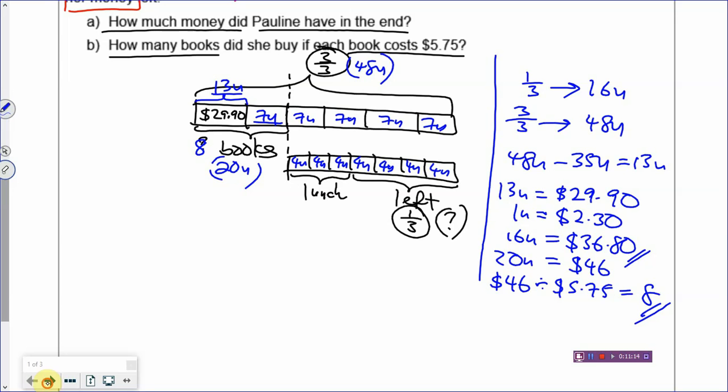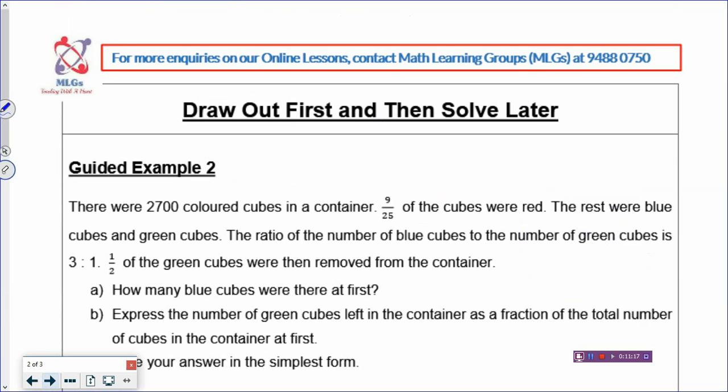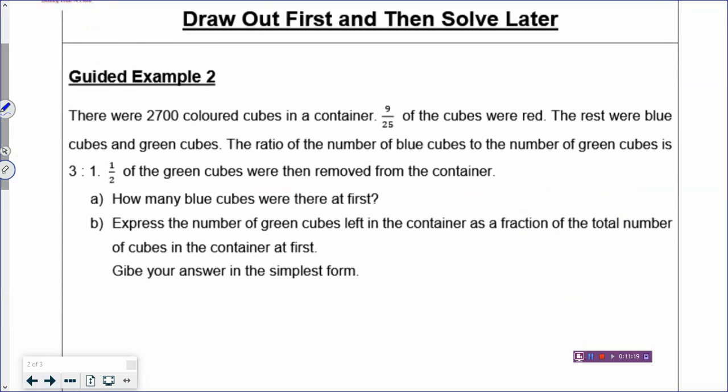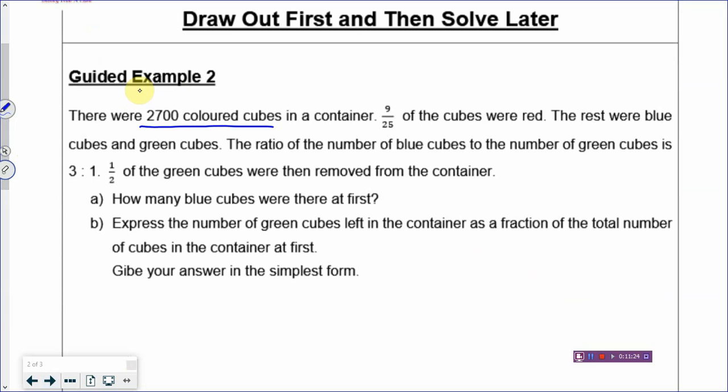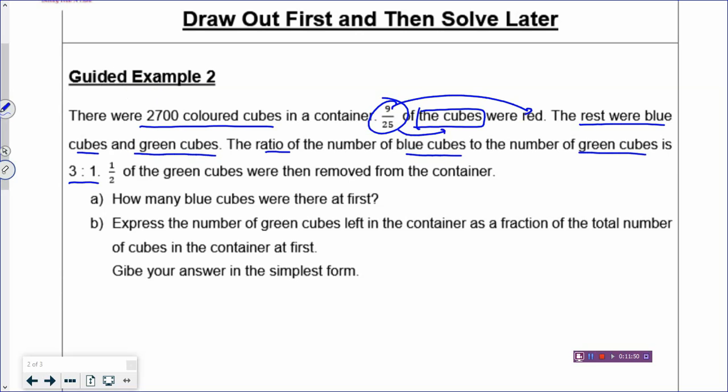Okay, now let's go to the next one. Wow, so wordy. I think it should be a 5-mark question. Now there were 2,700 color cubes in a container. 9/25 of the cubes were red. So by now you should know how to interpret. It means that the fraction refers to the cubes. You draw the model, so all the cubes have 25 boxes, and 9 boxes are red, and the rest were blue cubes and green cubes. The ratio of the blue to the green is 3:1.